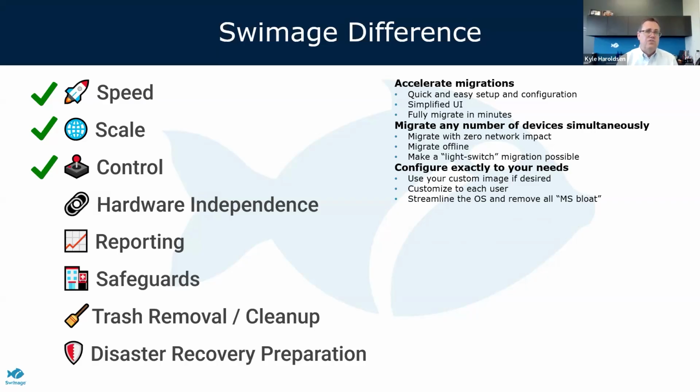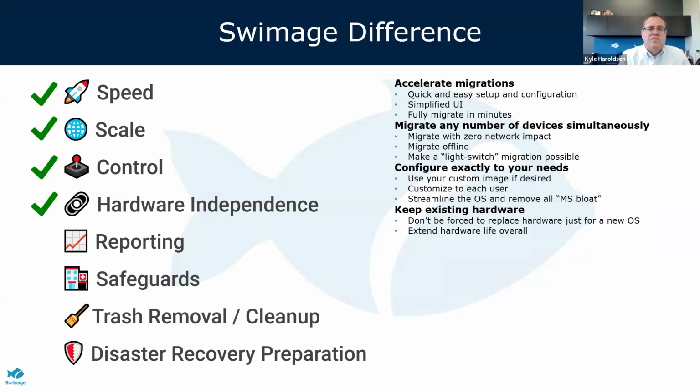If you're forced to do it the Microsoft way, they give you what they want to give you, and you end up with a lot of applications or functions in your operating system that can spike your CPU that you really don't need. So you really have control with Swimage to define exactly what you want.